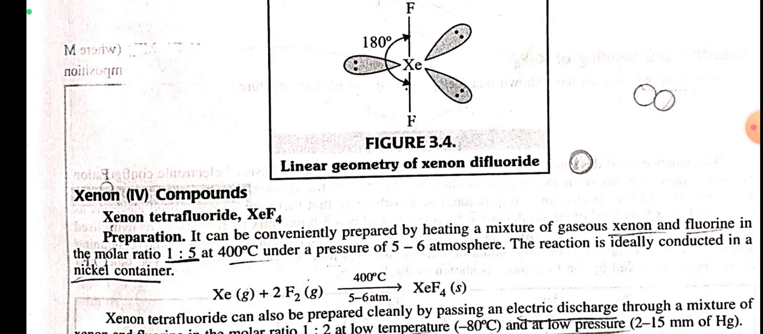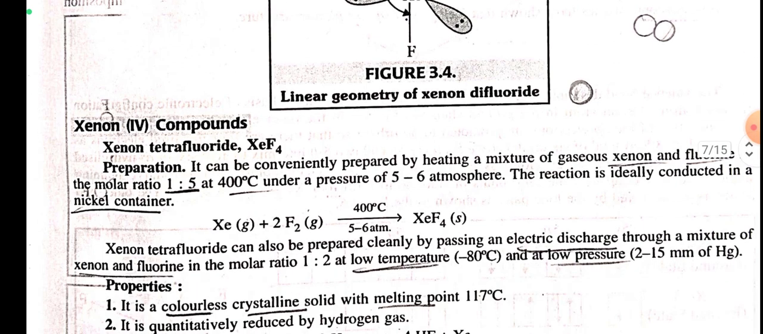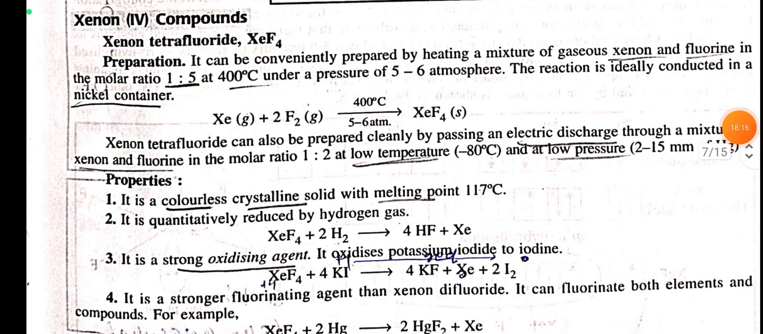Xenon tetrafluoride. Preparation. It can be conveniently prepared by heating a mixture of gases xenon and fluorine in the molar ratio 1:5 at 400 degrees Celsius under a pressure of 5 to 6 atmospheres. This reaction is ideally conducted in nickel containers. Xenon reacts with F2 to give xenon tetrafluoride.